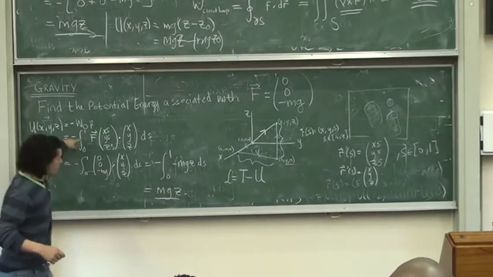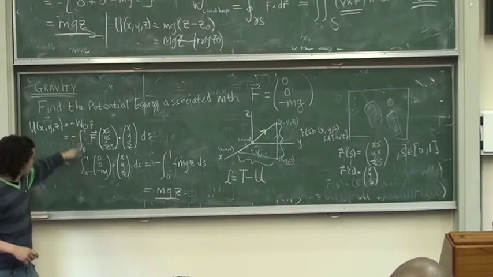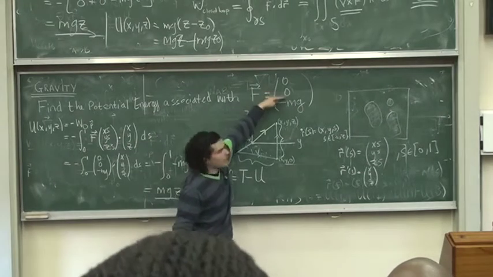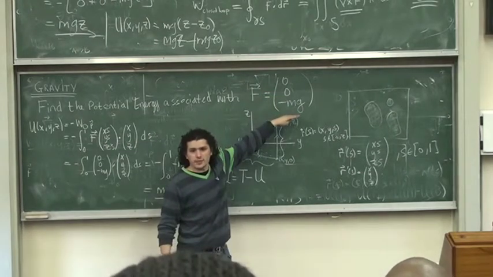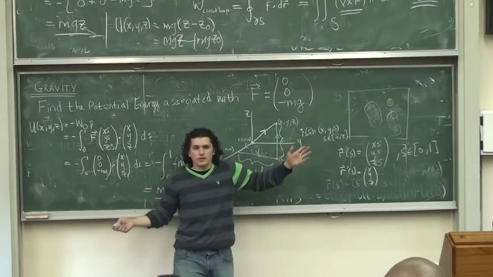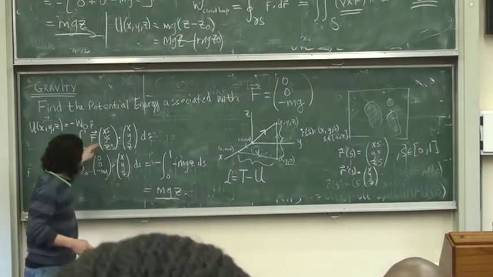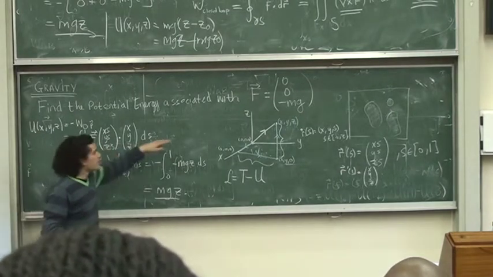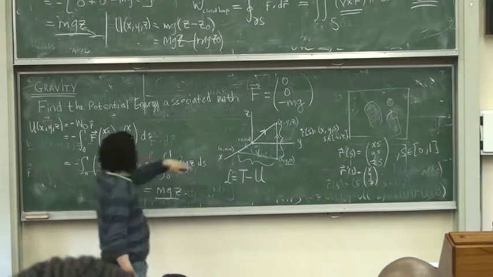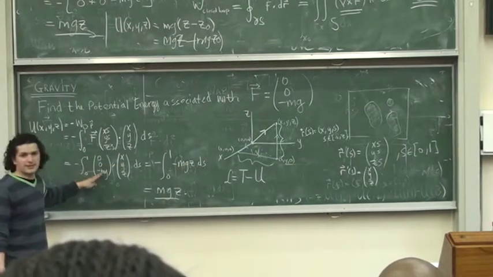So this bit, from here to here. Okay, so the force of gravity is 0, 0, and minus mg. It's not dependent on x, y, or z because it's the same everywhere. So when I evaluate it at x(s), y(s), and z(s), well, there's no x, y, or z here, so it's always just 0, 0, and minus mg.